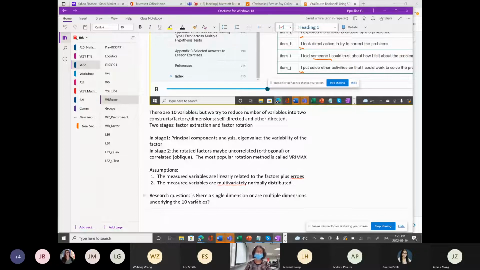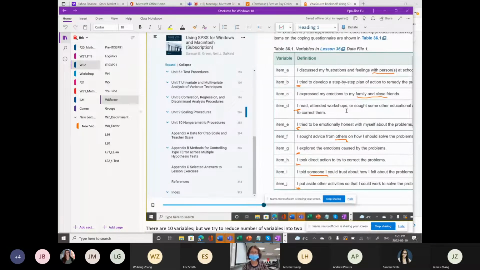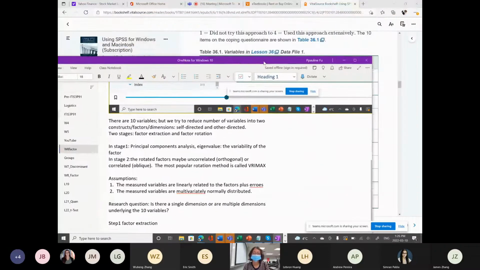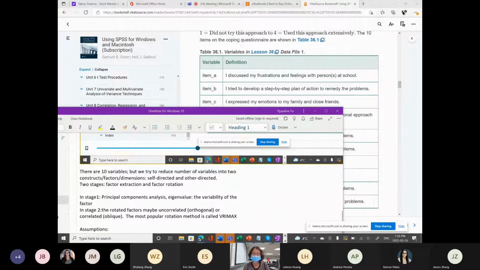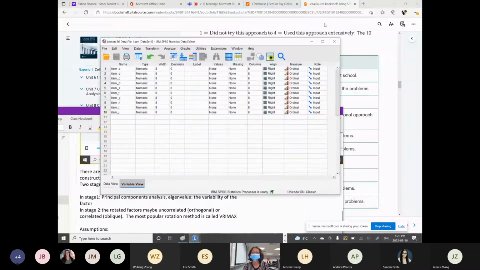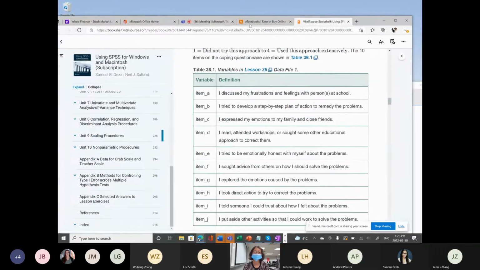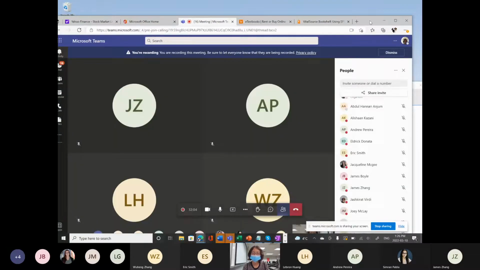Okay, so now we have introduced some terminology and the purpose of factor analysis, and my research question based on this data set. Now we are going to do two steps. Step one, conduct factor extraction. So make sure you have this SPSS data file ready. So try to see my online students. You are here. So any questions so far?